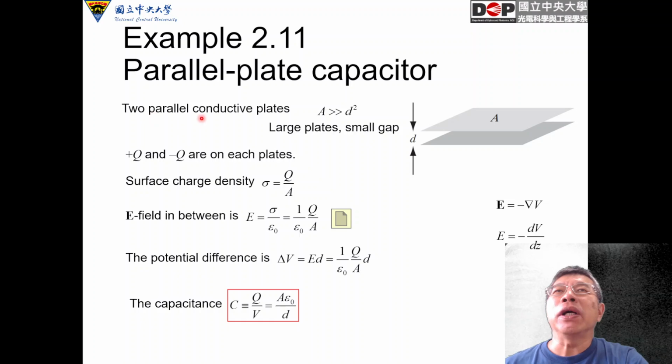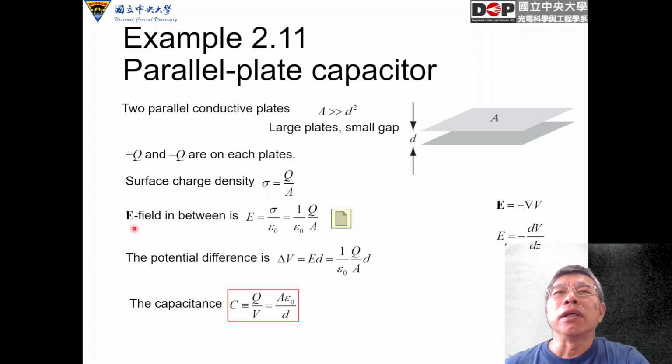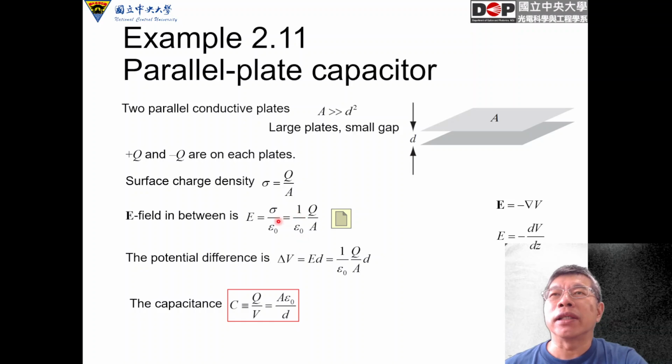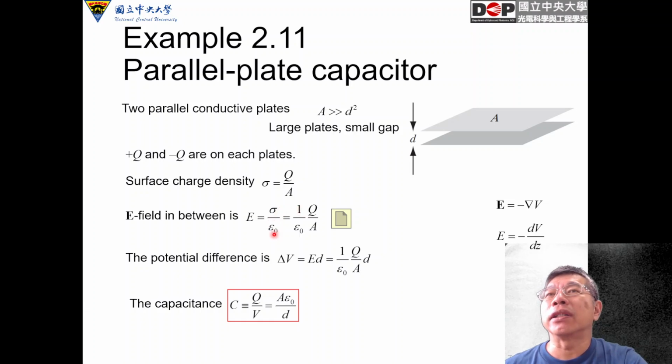Anyway, so two parallel conductor plates. The area A is much larger than the separation. This is a larger plate, smaller gap, with positive Q and negative Q on each plate. So the surface charge density is the total charge divided by the area, trivial. The electric field in between is something we talked about earlier. The electric field is the charge density divided by epsilon naught, or in other words, Q divided by A epsilon naught.